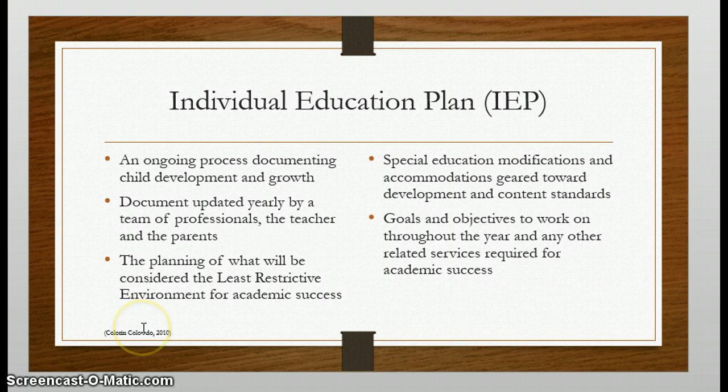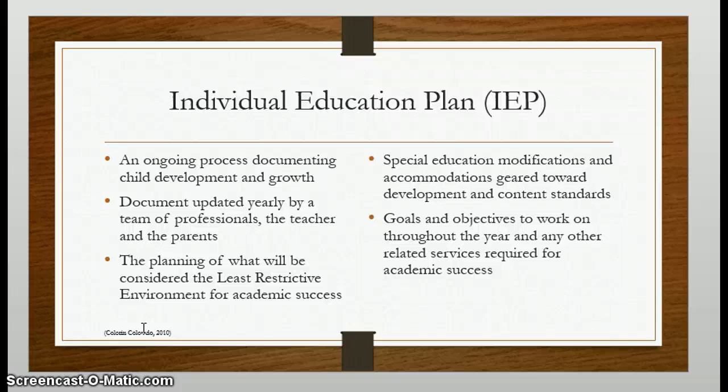An individual education plan, or IEP, let the parents know that it's an ongoing process of documenting their child's development and growth. It's a document that's updated yearly, and it's done by a team of professionals, the teacher and the parent. Let them know that the planning of an IEP is to consider what exactly is the least restrictive environment for their child to succeed academically.